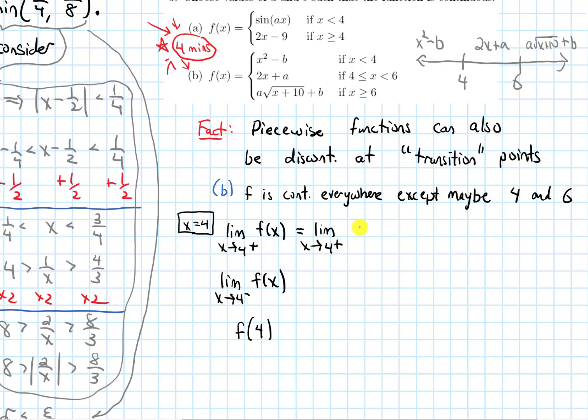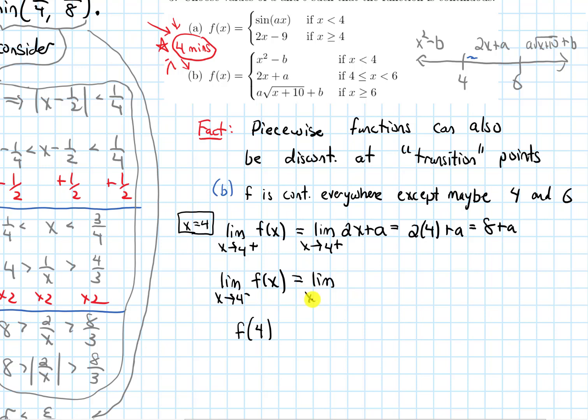Okay, so if we're approaching 4 from the right, we're getting super, super close to 4, but we're on the right side of 4. That is over here. We are in this middle piece, 2x plus a. And now let's plug the 4 in to get 2 times 4 plus a, which is 8 plus a. Nice. Let's do the limit as you approach 4 from the left.